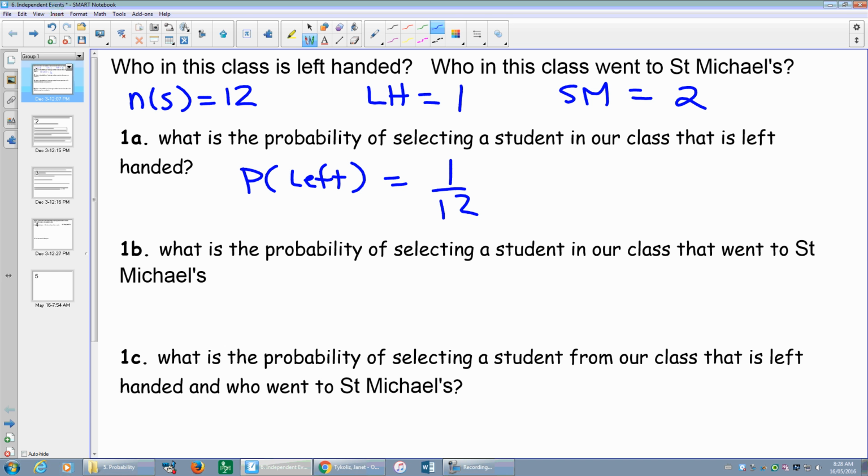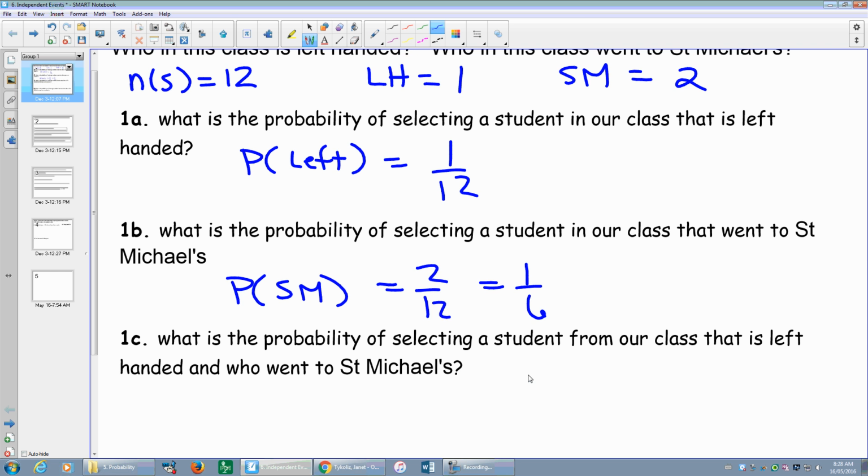What is the probability of selecting a student in our class that went to St. Michael's? 2 over 12, which is another way of saying 1 over 6. What is the probability of selecting a student from our class that is left-handed and who went to St. Michael's? 0. This doesn't really work when you have small numbers.